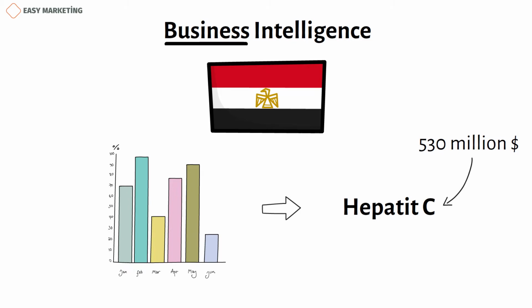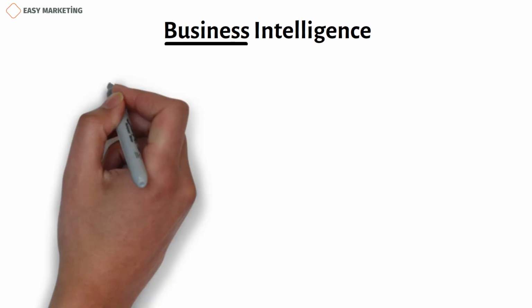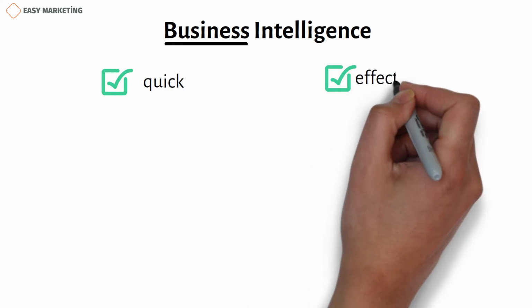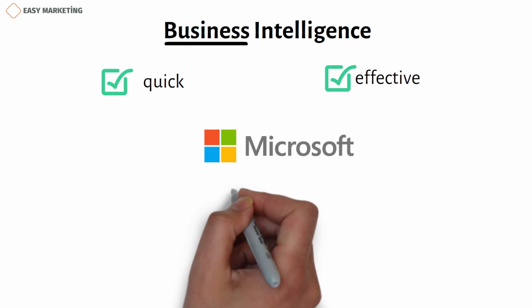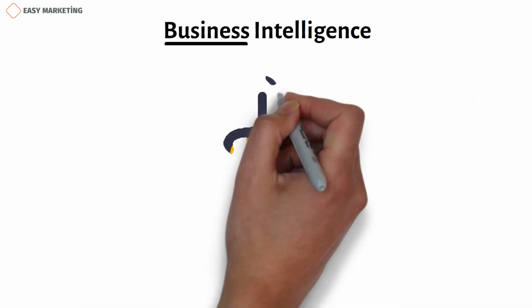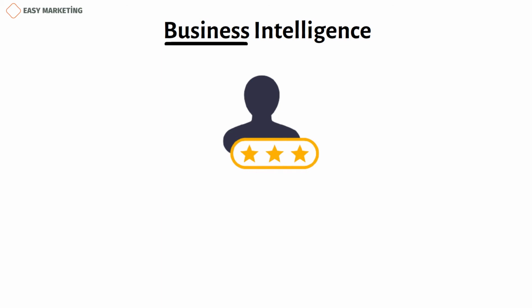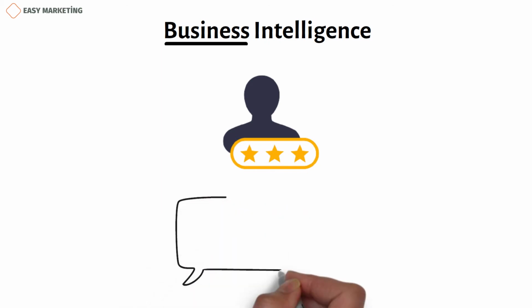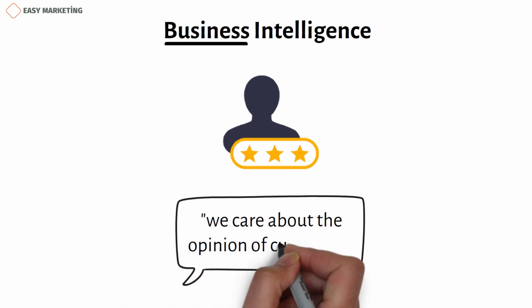So, from what we've mentioned, it can be concluded that the use of business intelligence helps companies or governments to make quick and effective decisions, especially if programs such as Microsoft or Stata are used in the data collection process. This process is accelerated. A second benefit of using business intelligence is that the process directly results in customer satisfaction. Imagine that as a result of this process, the company gives the customer their favorite product or service of choice. Thus, as a result of business intelligence, the phrase, "we care about the opinion of customers," really applies.